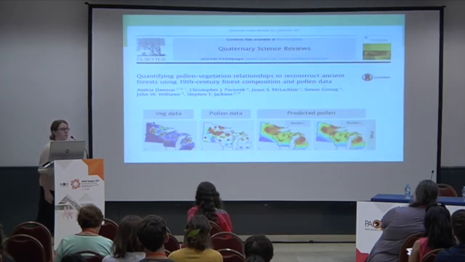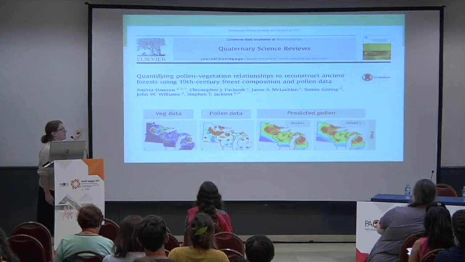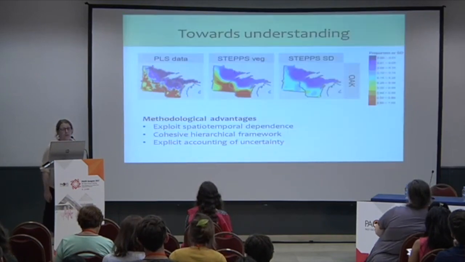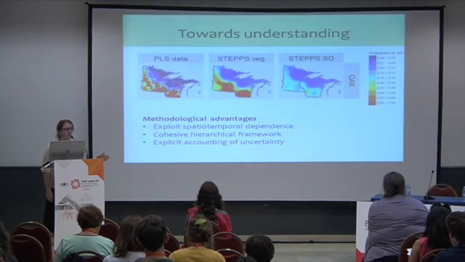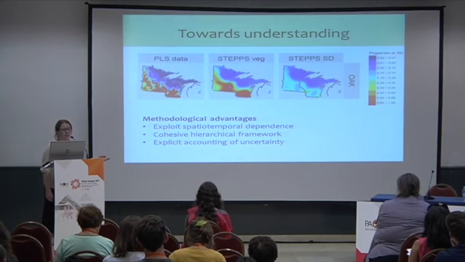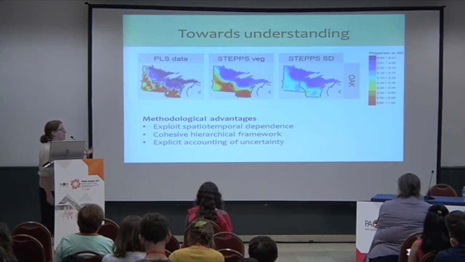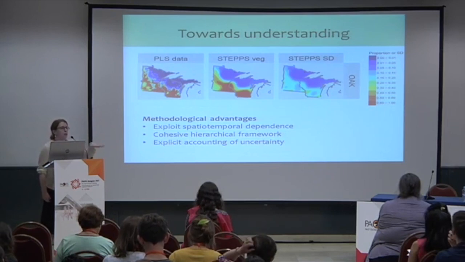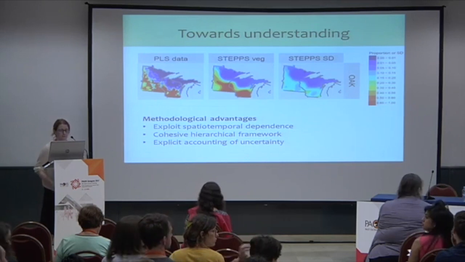And so if you're interested in reading more about these methods, I encourage you to check out this paper in QSR that we published last year. These methods are a step towards understanding. Some of the advantages to using methods like this are that we can exploit the spatio-temporal dependence in the data. So pollen data has dependence in time and in space. For vegetation, we can make some assumptions about how quickly things change across space.